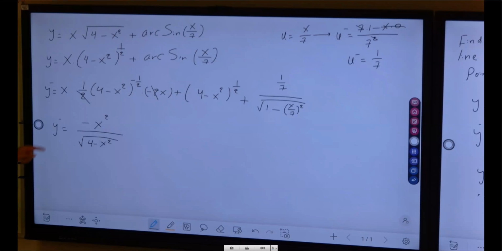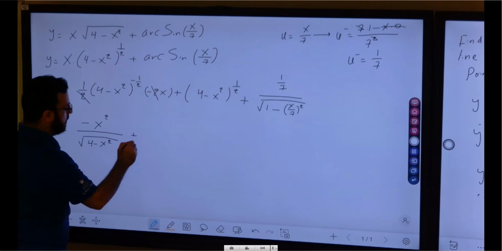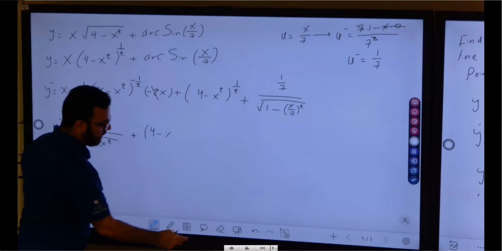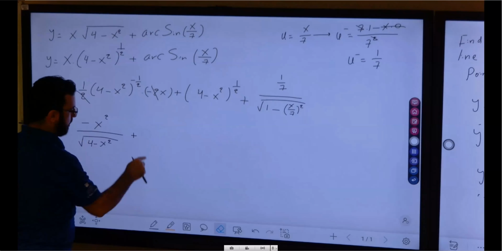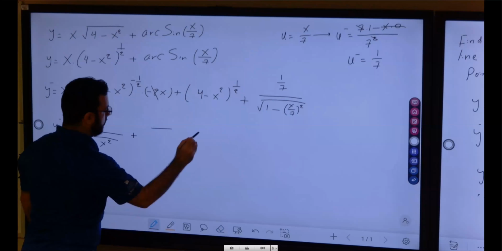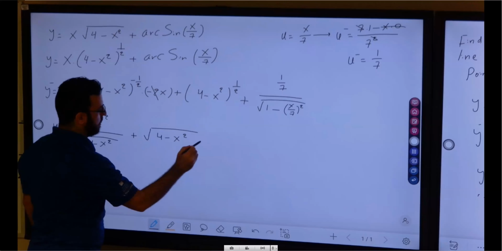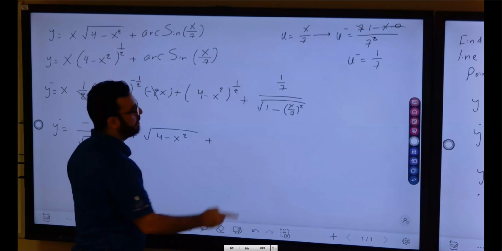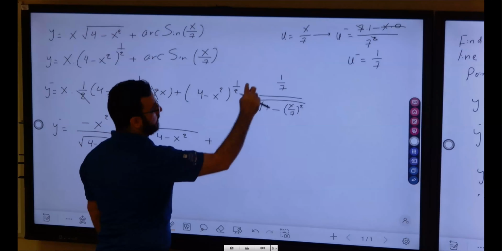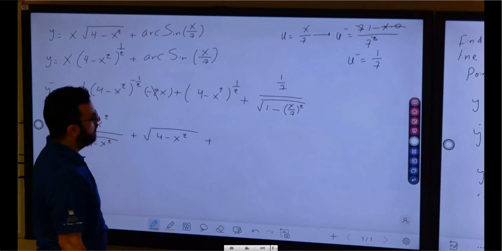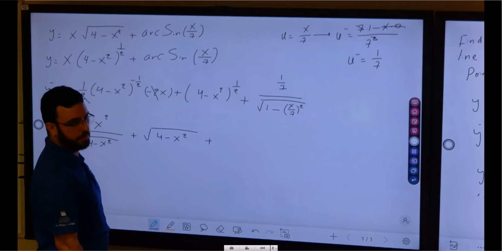Because it's negative, I'm gonna write it down as a positive exponent. Plus this one, which is 4. So I'm gonna write down a square root also here. Square root of 4 minus x squared plus this one is 1/7. Write down this flip. What's gonna happen here? So this one goes up.